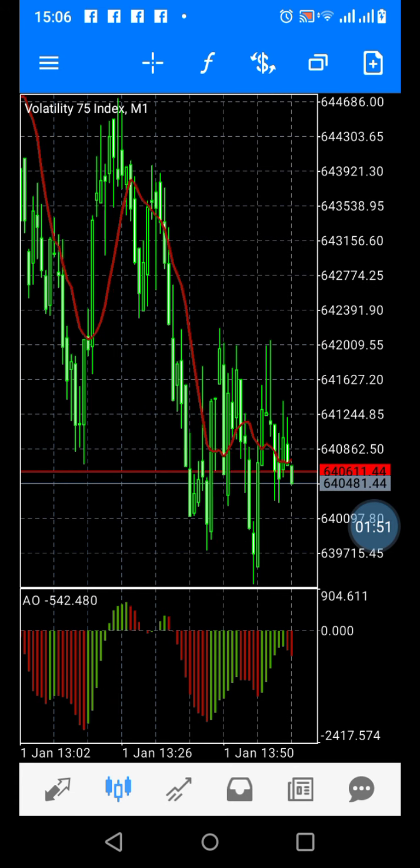Go and download MT5 from the Play Store and set up the indicators I showed you, so you'll be able to read and understand the market.